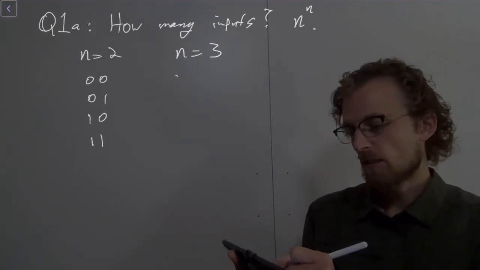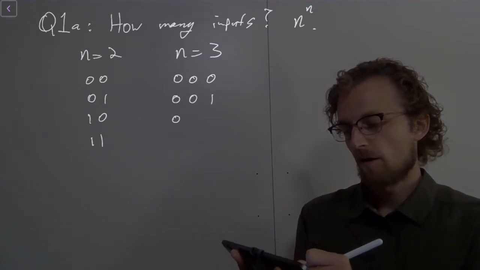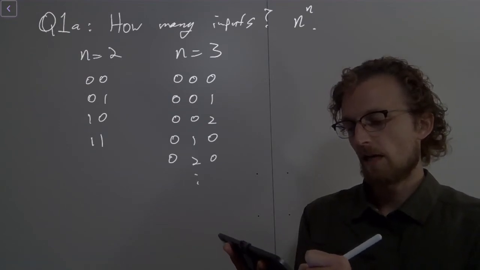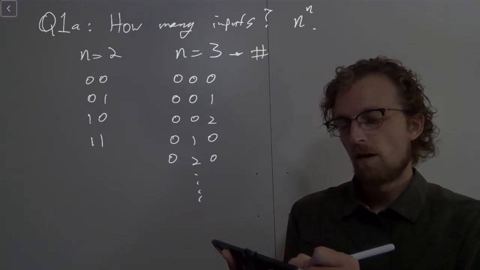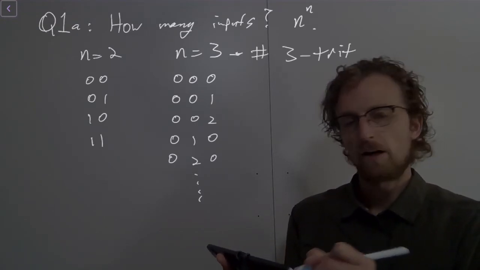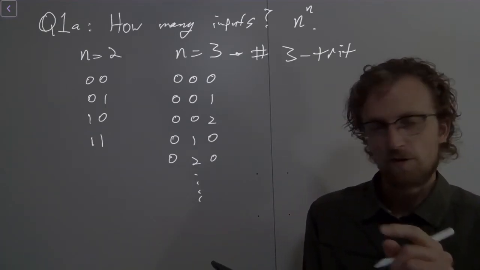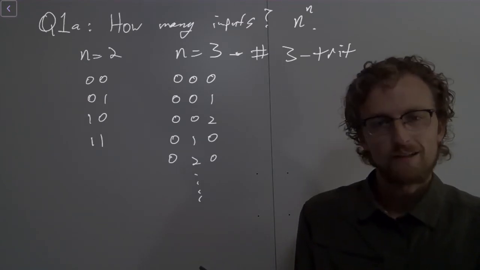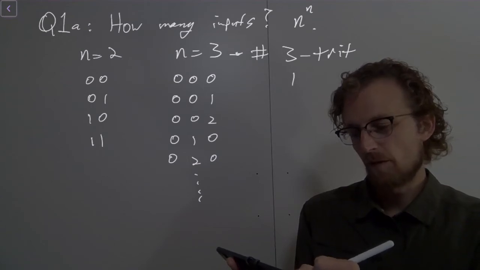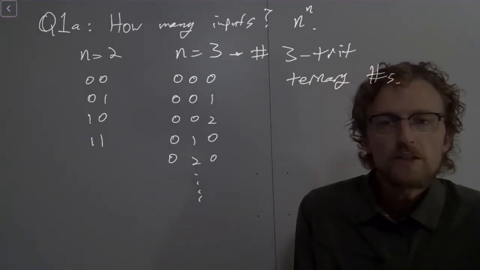Okay, so this is 0, 0, 0, 0, 0, 1, 0, 0, 2, 0, 1, 0, 0, 2, 0, and so on, right? So n equals 3. This is the number of 3 trit, right? A trit is a ternary bit, a 3-valued digit. Number of 3 trit ternary numbers. Right? How many of these are there?